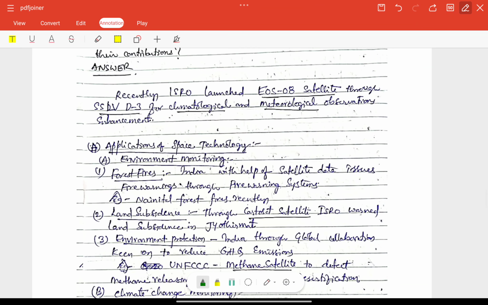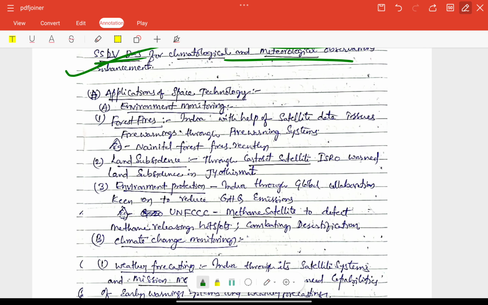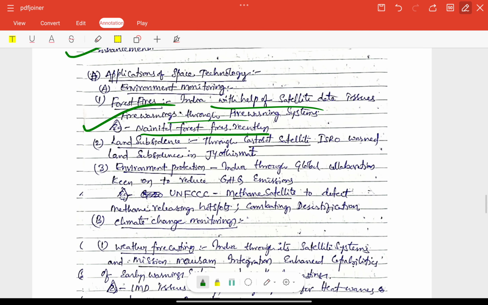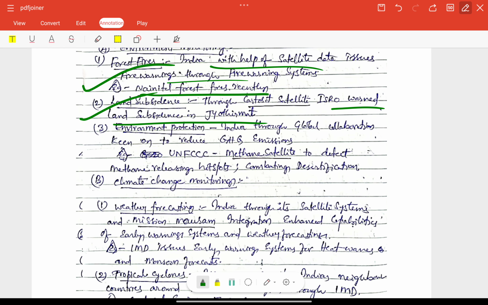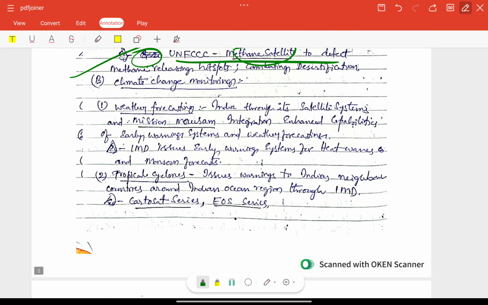Recently ISRO launched the EOS-8 satellite, very good connectivity. Next, applications of space technology here: environmental monitoring, forest fires, we have the Nainital forest fires, and also land subsidence. So he has connected applications first. ISRO warned about the landslide in Jyotirmath, environmental protection also. We have the UNFCCC methane satellite, a very good example, and also climate change monitoring, the second part of the question.